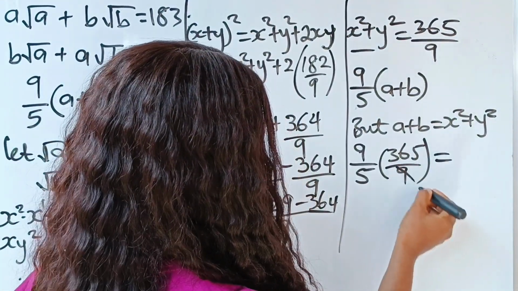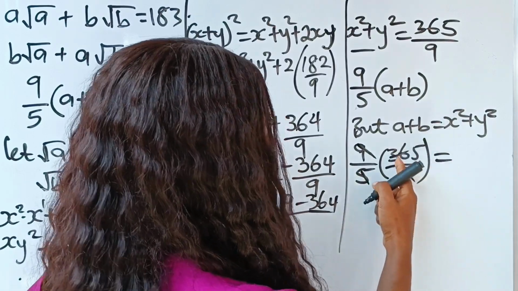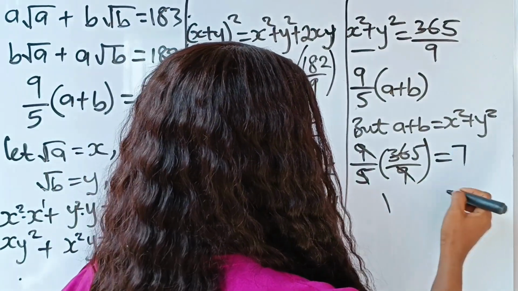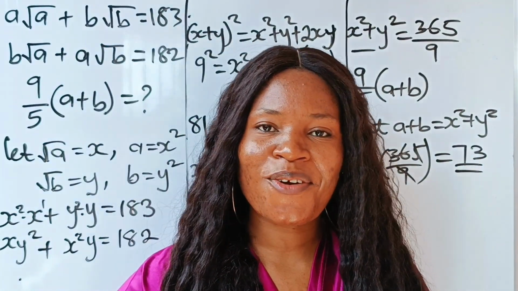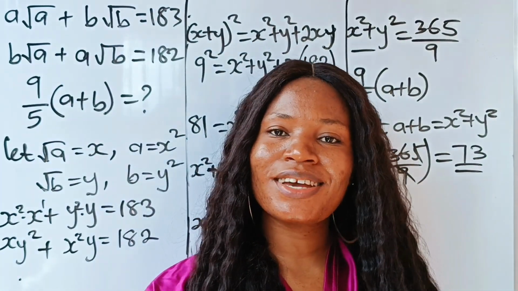Okay, so we solve. 5 will divide itself 1. If we divide 36 by 5, we are going to have 7 remainder 1. If we divide 15 by 5, we have 3. And this is the answer to the question. Thanks so much for watching. Bye.